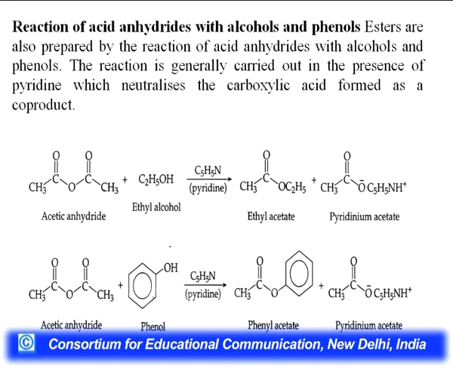Next, from the acid anhydride with alcohols and with phenols. Esters are also prepared by the reaction of acid anhydride with alcohols and phenols. The reaction is generally carried out in the presence of pyridine which neutralizes the carboxylic acid formed as a co-product. So, you can see the reaction. Acetic anhydride when reacted with ethyl alcohol in presence of pyridine, ethyl acetate as well as pyridinium acetate will form, and when this acetic anhydride reacts with phenol, it will give you phenyl acetate with pyridinium acetate.